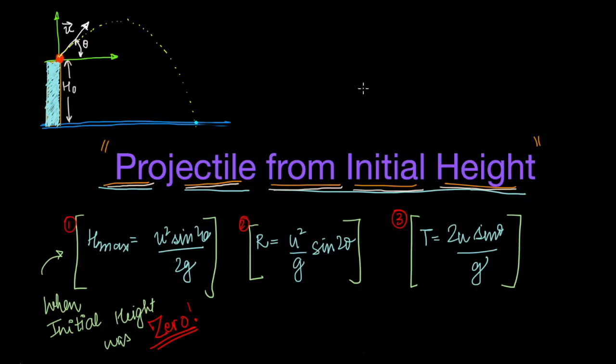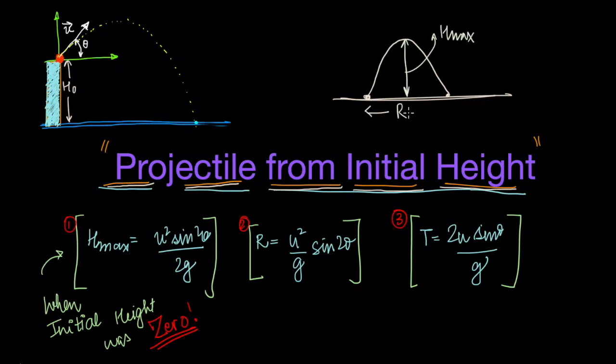and we want to evaluate the same quantities that we evaluated for a normal projectile, which was the case when we were throwing the ball from the ground and it came back to the ground. In those cases, we were able to figure out the h max, which was this maximum height, the range, which was this, and the time of flight, which was the total time for which the ball was in the air.